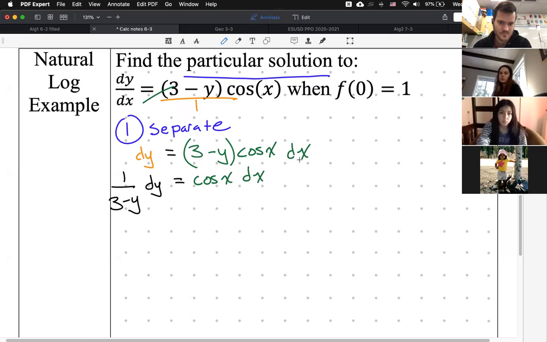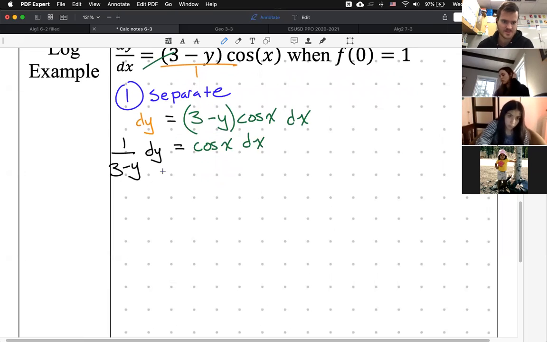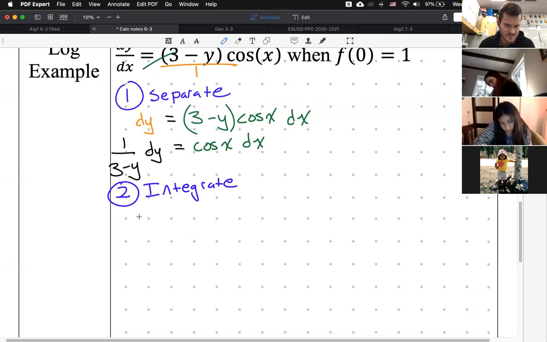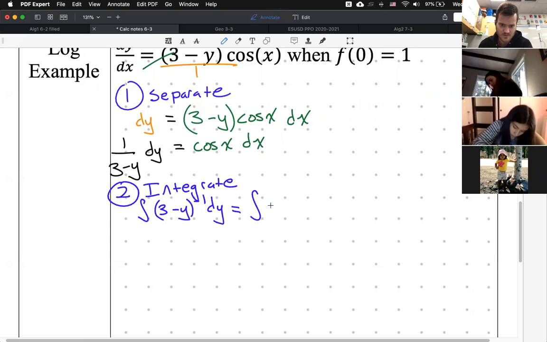All right. So from here, I think we're good so far. Let's do step number 2. Step number 2, Fiona, help us out. Integrate. Integrate. I'll slap on the integral symbols for you. Integral of, I'm going to recall this, 3 minus y to the negative first power dy is equal to the integral of cosine of x dx.